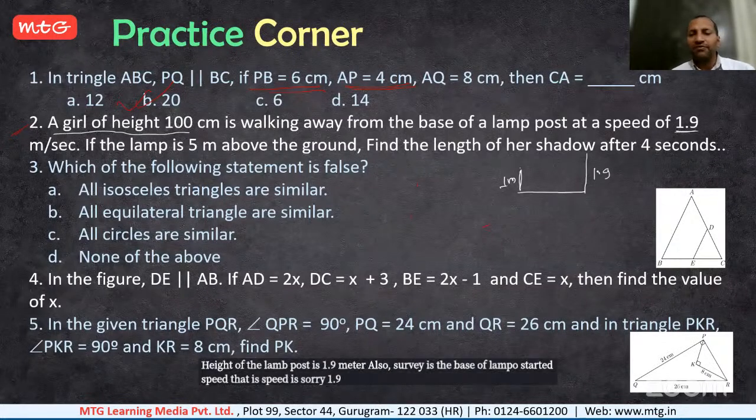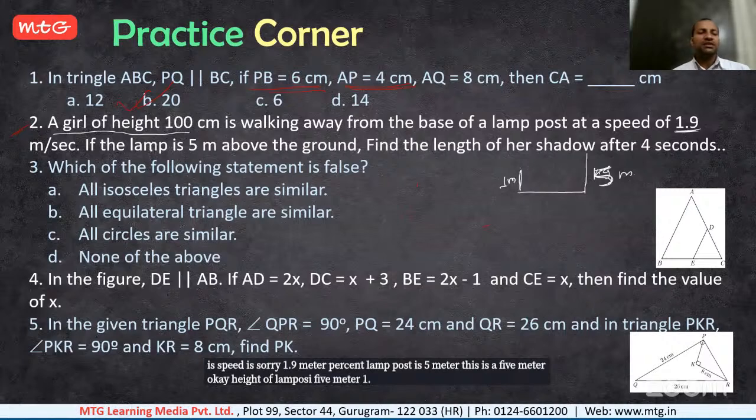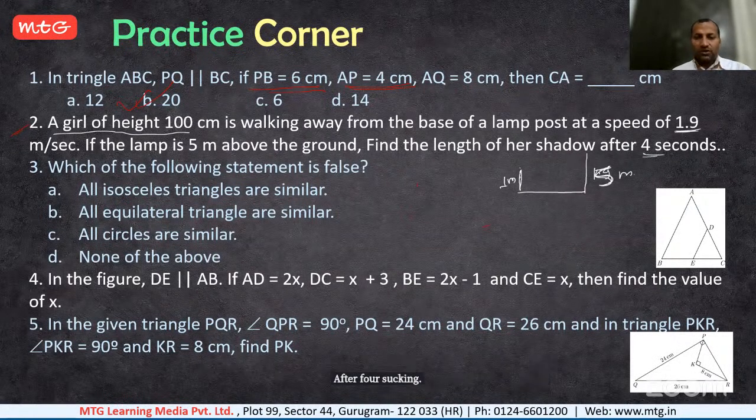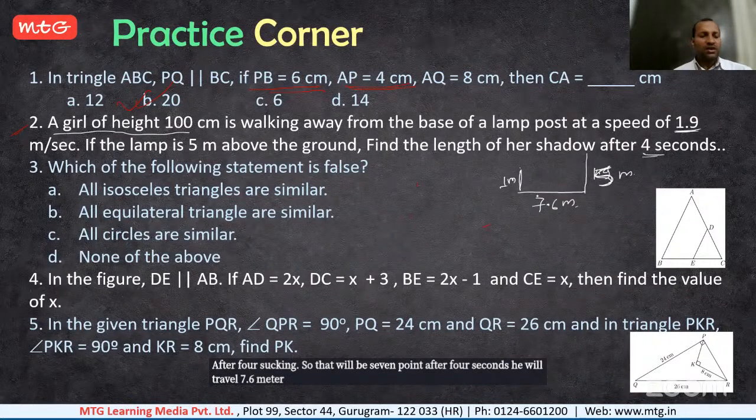The lamp post is 5 meter. This is 5 meter. Okay. Height of lamp post is 5 meter. She is moving at 1.9 meter per second. After 4 seconds, she will travel 7.6 meter. So that much distance she has already traveled after 4 seconds.